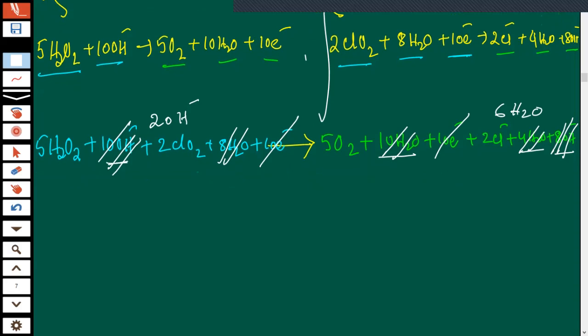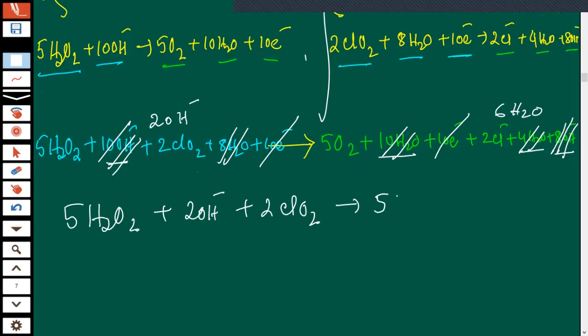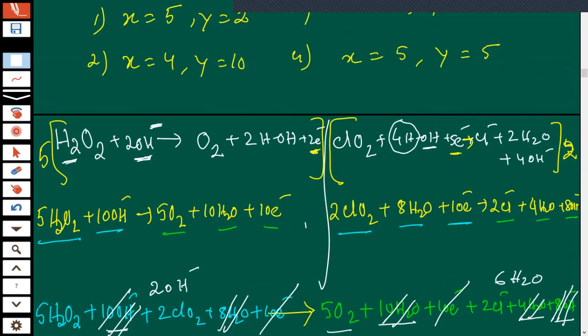Now we will write 5 H2O2 plus 2 OH minus plus 2 ClO2 arrow 5 O2, 6 water molecules, and 2 Cl minus, right? Now, the question.